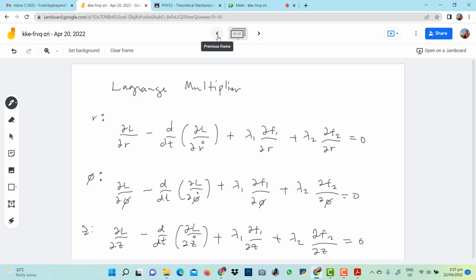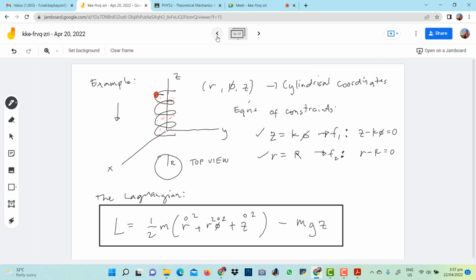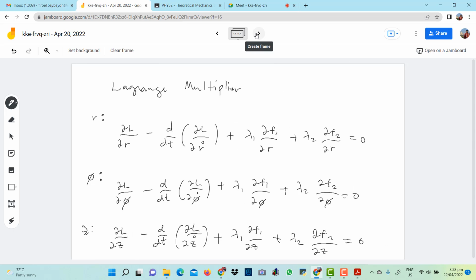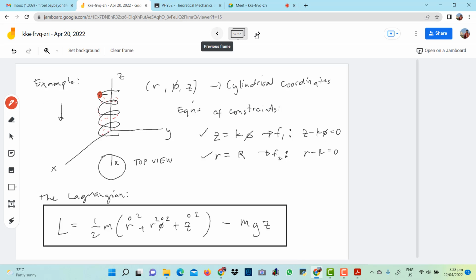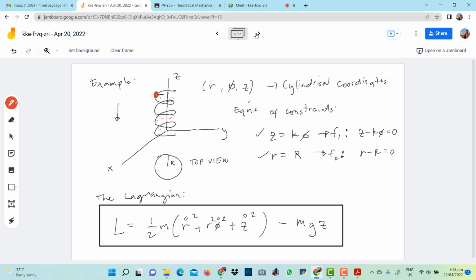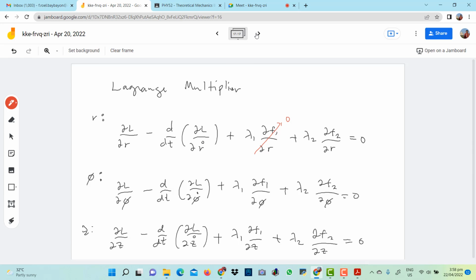Like for example, what is partial of f1 with respect to r? This one is equal to 0, right? With respect to r, f1 is just a function of z and phi. So therefore, in this case, this one will be 0. Right? If I derive f1 with respect to r, then that is equal to 0. If I derive f2 with respect to r, then that is equal to 1. So this one becomes 1.